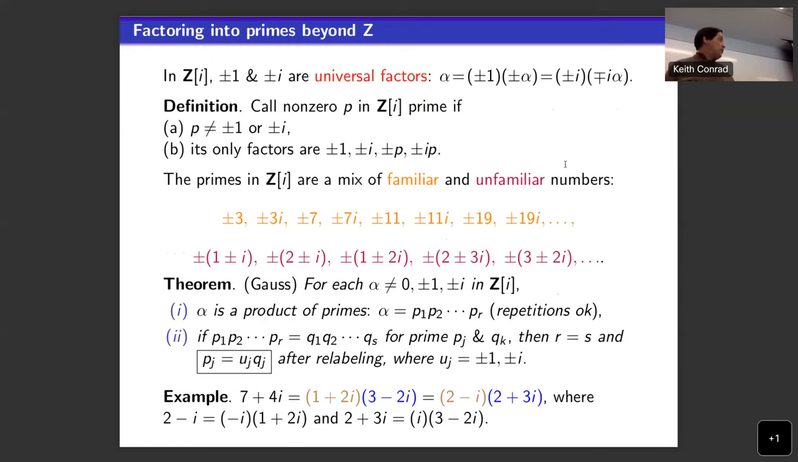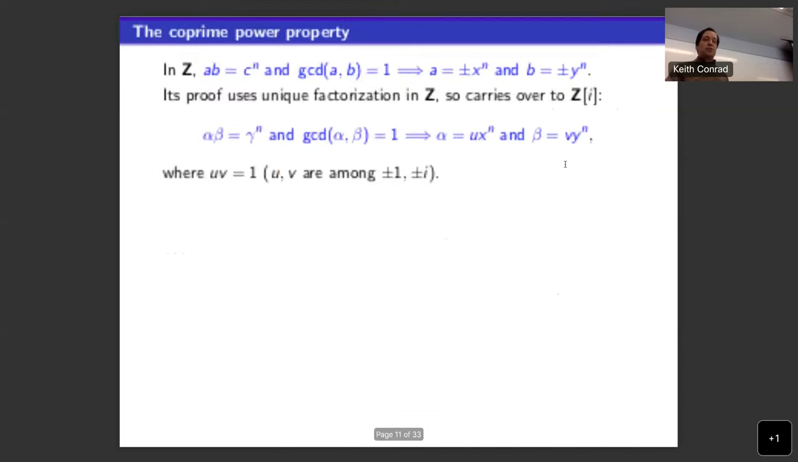For example, if we factor 7 plus 4i into 1 plus 2i and 3 minus 2i, we can factor it also in a second way into primes. And these two factorizations can be linked through scaling by i and minus i. So we have this extra aspect that we have to remember, that things are unique not just up to ordering, but also up to scaling by plus or minus 1 and plus or minus i. With that understood, we recover a statement of unique factorization by Gauss.